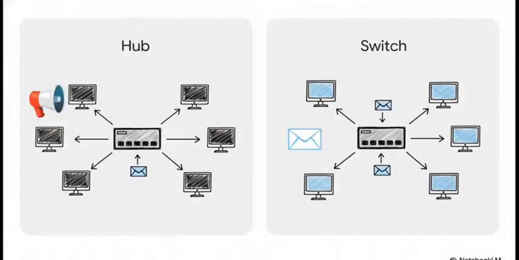So here's the bottom line. A hub is like a town crier, yelling the message for the whole village to hear, whether they care or not. A switch, on the other hand, is like a postal worker, delivering a sealed letter directly to the right mailbox. That single difference is everything. It's what makes a local network fast and secure.